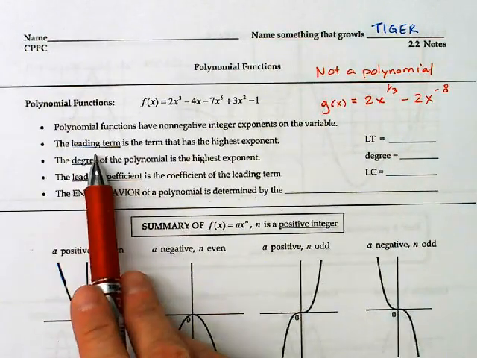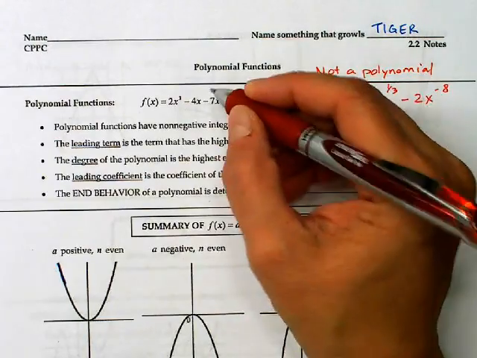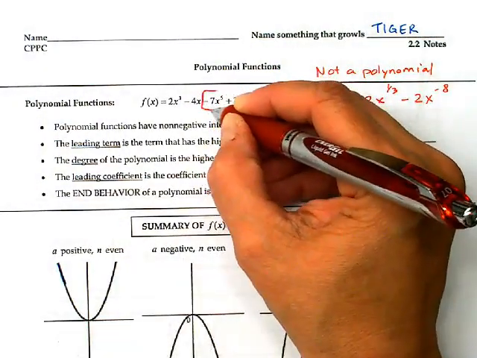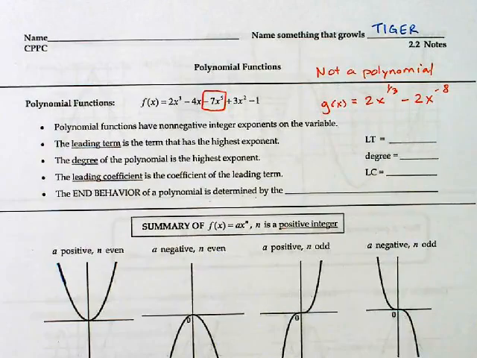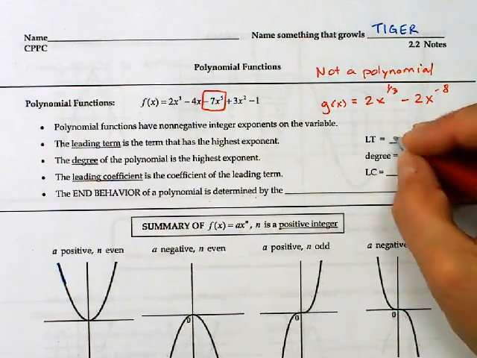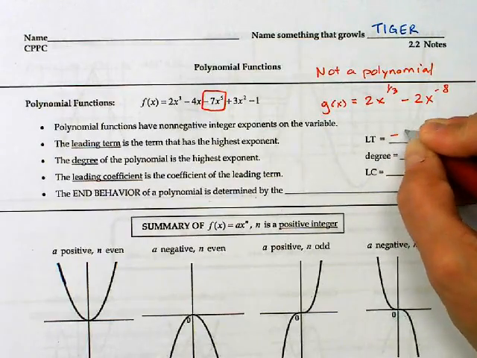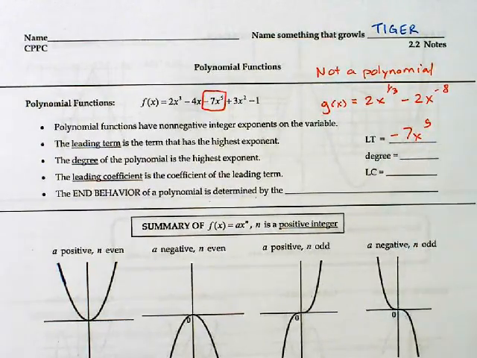What we're going to call the leading term is the term that has the highest exponent. So as I scan through the terms here in this polynomial, I happen upon 5 as the highest exponent, and I will record -7x to the 5th as the leading term.